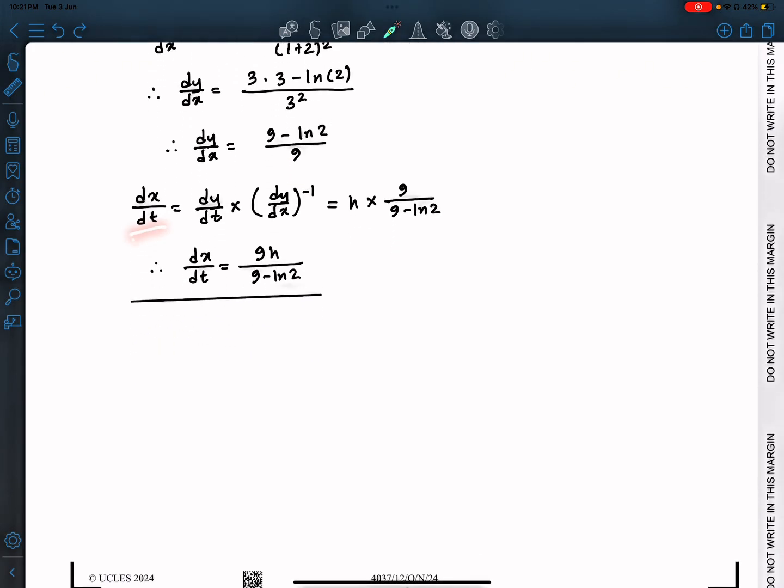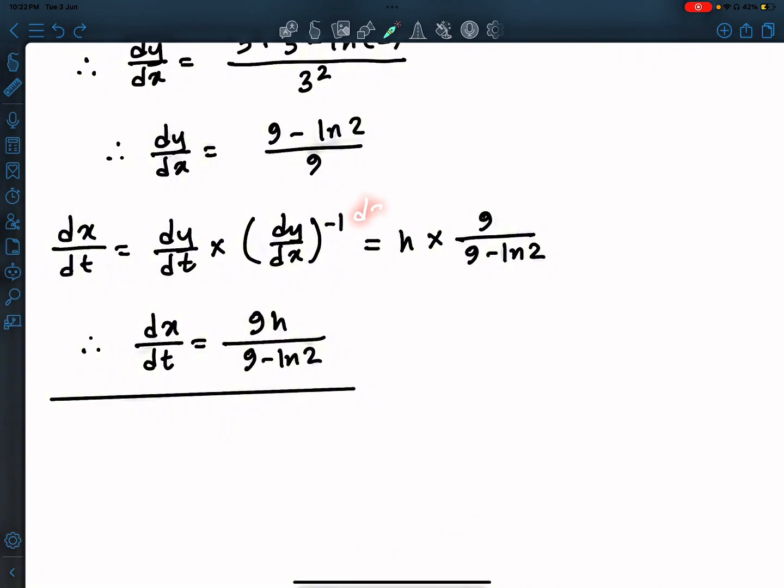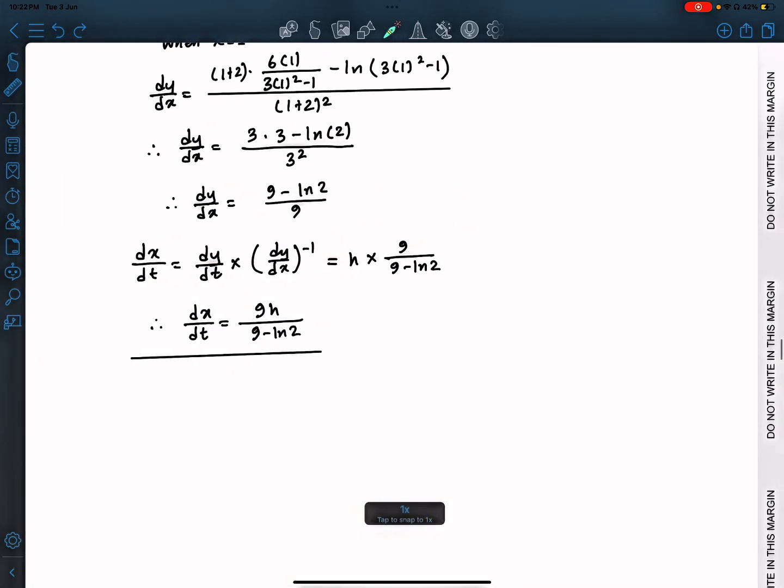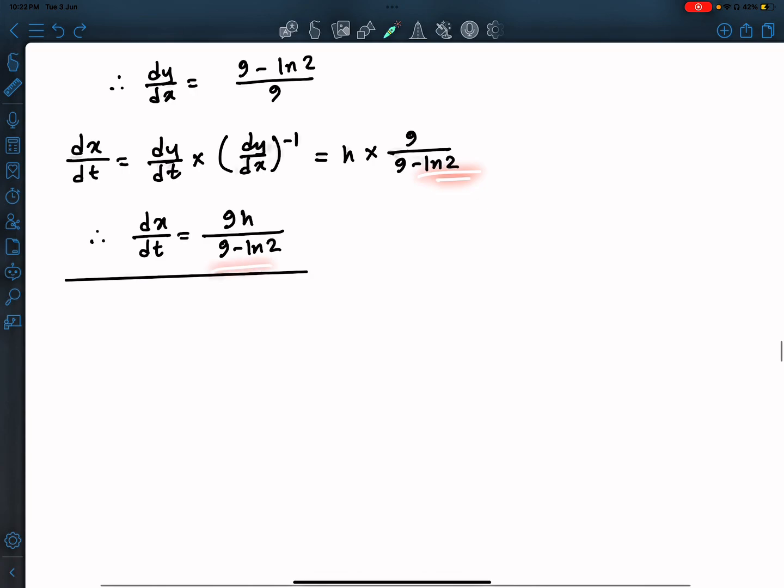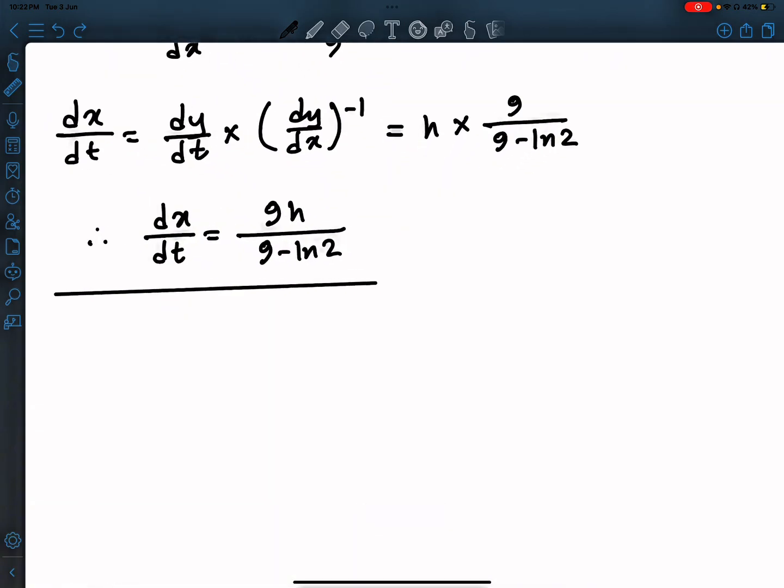To find dx/dt, we simply multiply dy/dt with the inverse of dy/dx, or dx/dy. What happens here is the dy's get cancelled out, and we find dx/dt. And once we do that, we finally find our answer of dx/dt to be equal to 9h over (9 minus ln of 2) units per second.